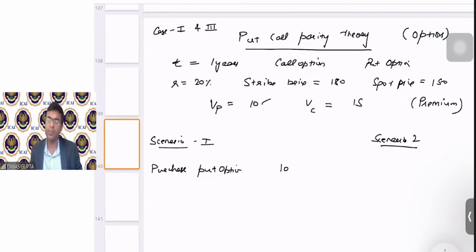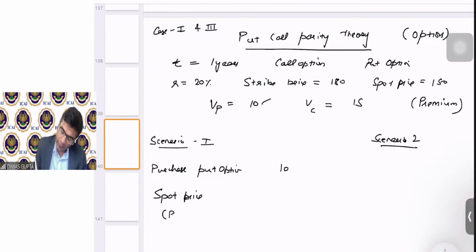And if he purchases a put option, I'm purchasing a right to sell. If I'm purchasing a right to sell and on expiry the option becomes exercisable, I have to sell that asset. For selling that asset, I have to purchase that asset today. So this is the spot price of purchasing that asset today. Purchase asset today. What is the current spot price?